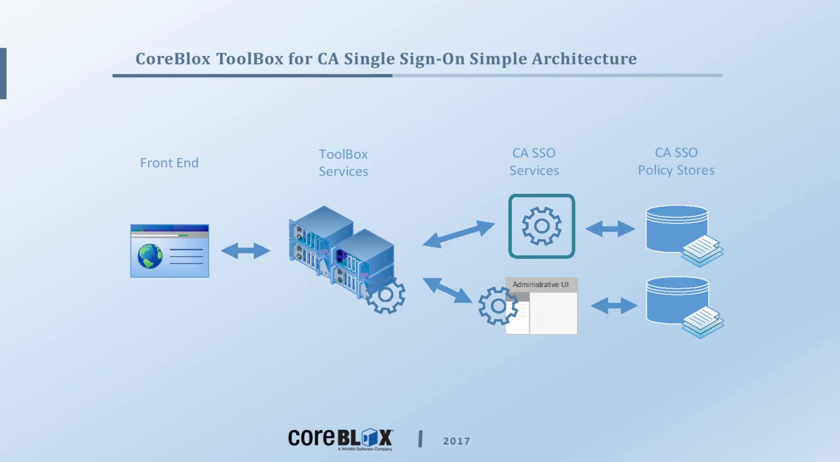For older versions of SSO, a Docker image is also provided, which contains a backwards compatible service for accessing CA's SSO APIs.